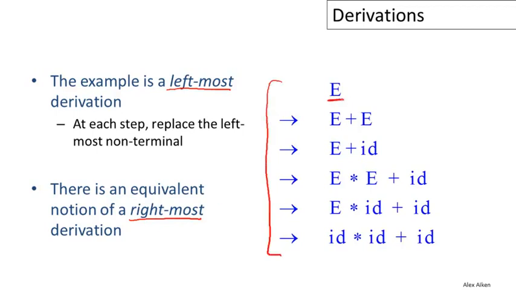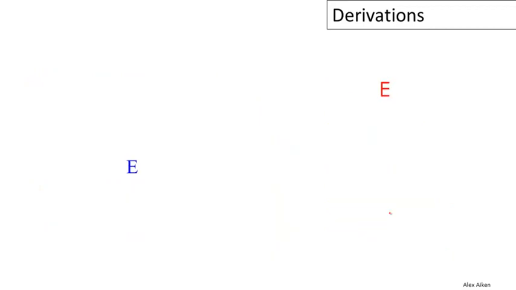Again, beginning with the start symbol, ending with the string we're interested in. And notice that at each step, we're replacing the rightmost non-terminal. So here we replace the only non-terminal e, and we get e plus e. And then in the second step, we replace the second non-terminal e with id, and so on for the rest of the string.